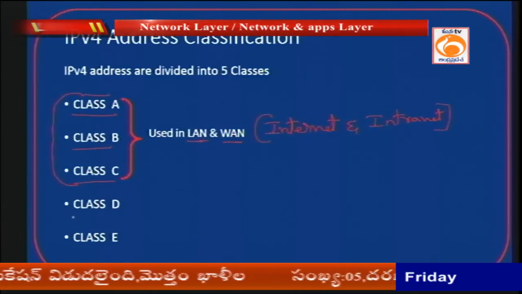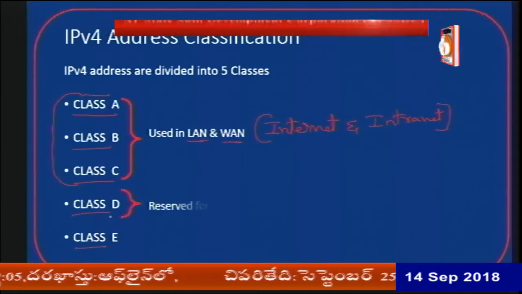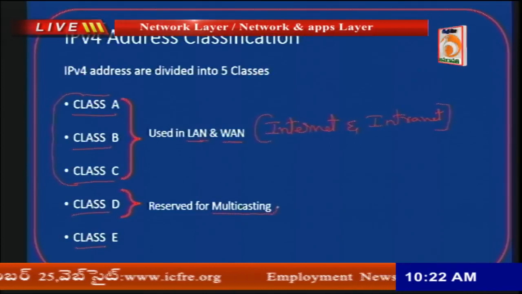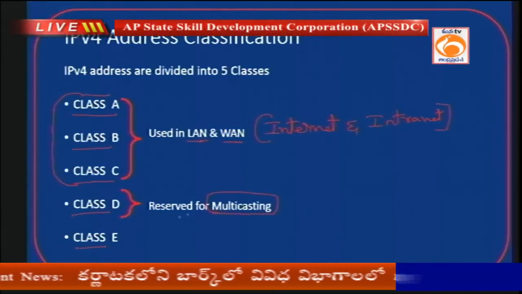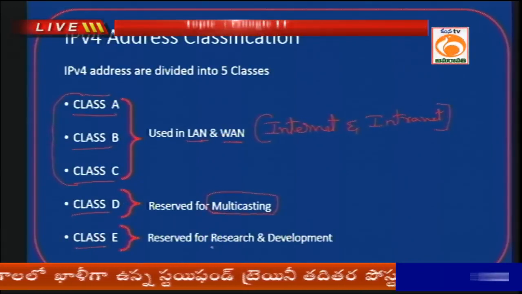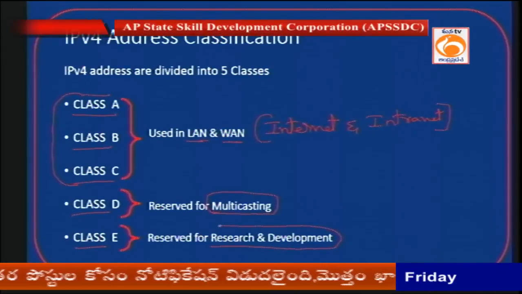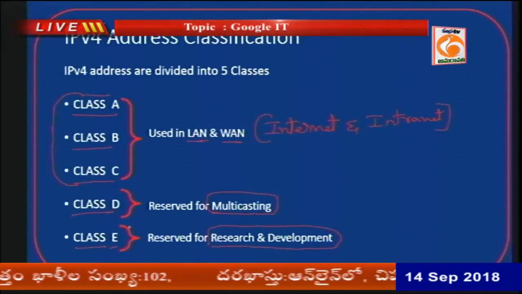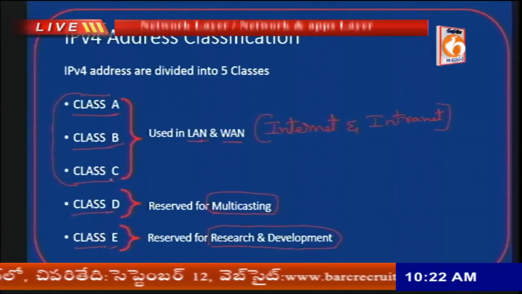Then what happens to class D and class E? What are they used for? So, class D is reserved for multicast communication. Multicast is a separate type of data communication which we will be discussing shortly. And then class E is a set of IPs reserved for research and development. They are no longer available for use in networks. In fact, both class D and class E addresses cannot be assigned to computers. Only class A, class B and class C addresses can be utilized.